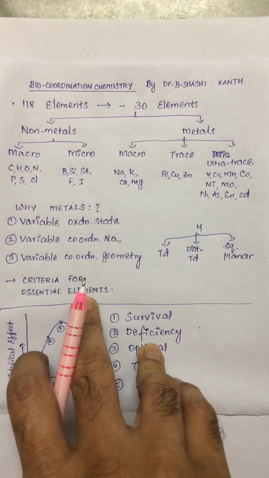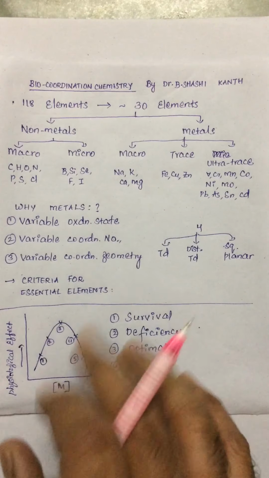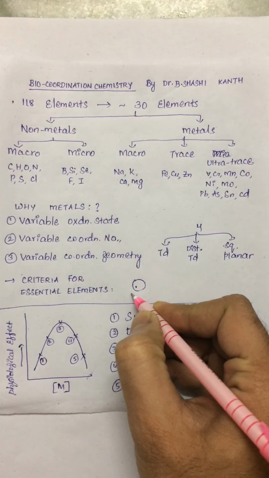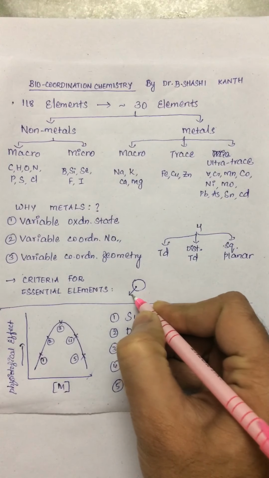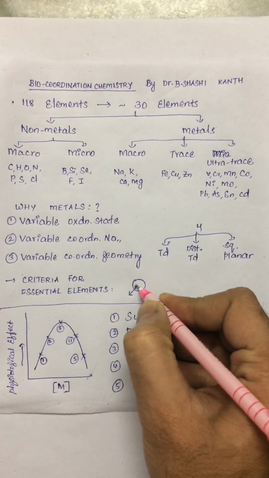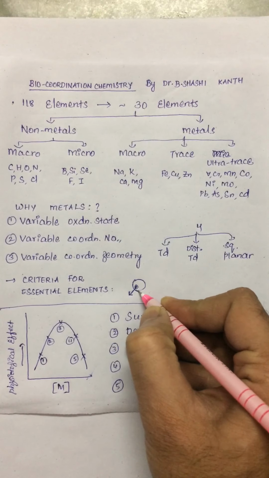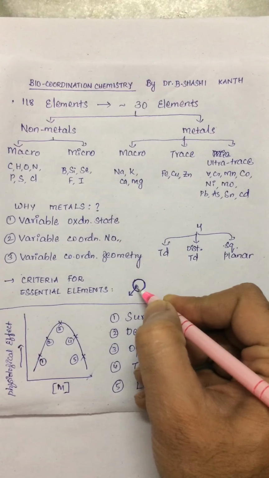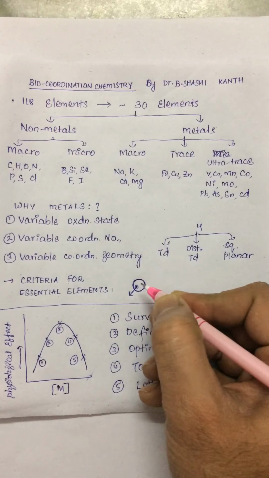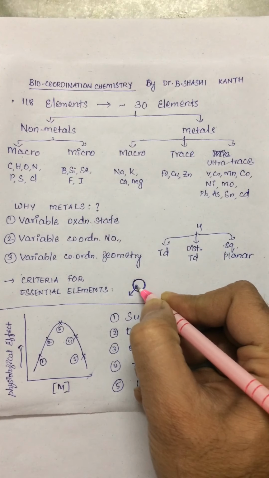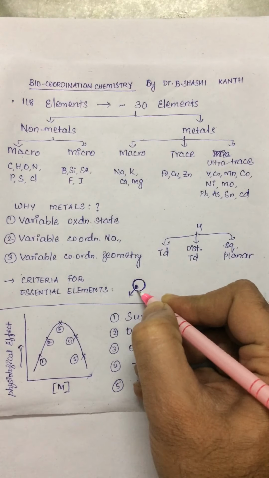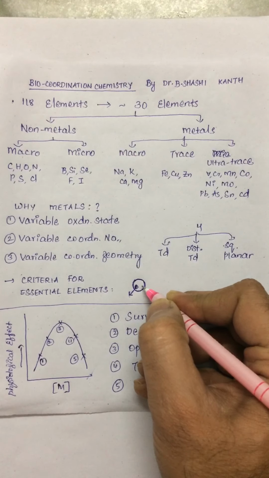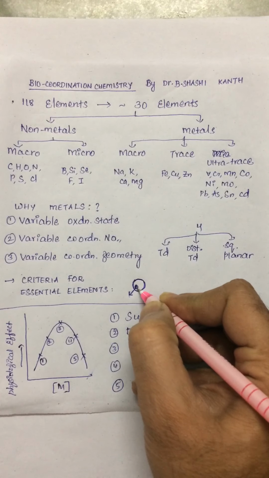Another point is, suppose I choose a living organism and imagine that an element has been withdrawn from it. Once such an element has been withdrawn, this living organism will experience some physiological abnormality, regardless of the species. If you withdraw that particular element, the organism will experience some physiological abnormality. Then definitely we can say that this element is an essential element.